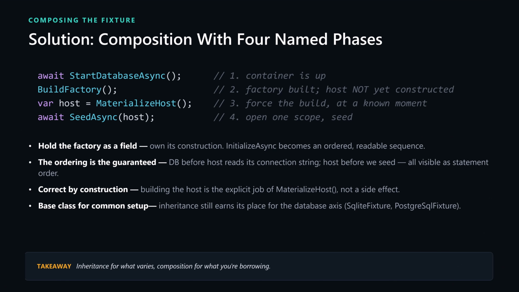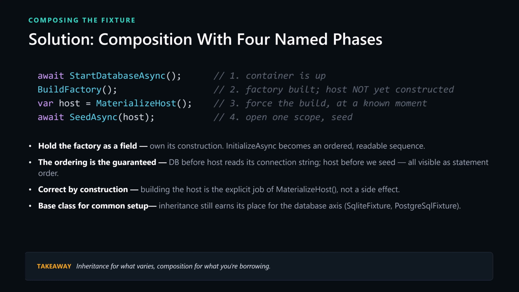The first phase is start database async, and its job is to make sure that the database server is set up and running inside the container. The second step is build factory. This handles configuration for the HTTP pipeline, and it's the place where we make any per test configuration changes or we swap out dependency injection registrations, maybe a mock time provider or some service that we need to mock so that we can control the test behavior. The third one is MaterializeHost.